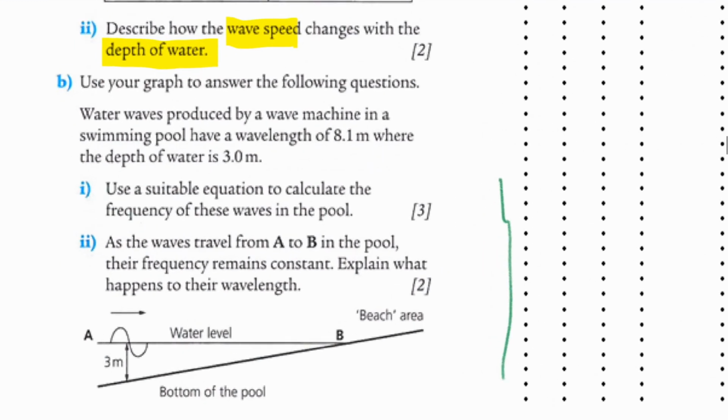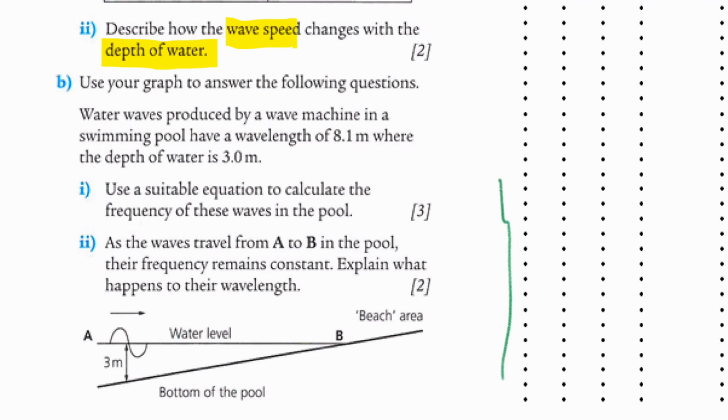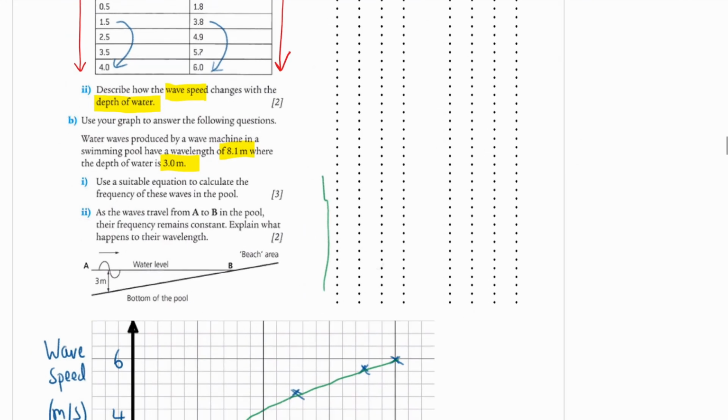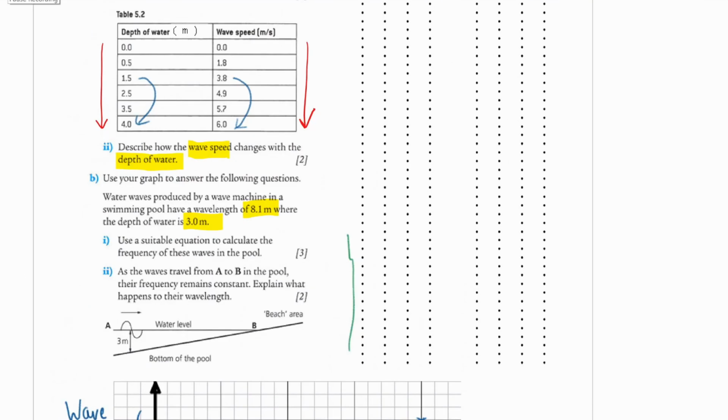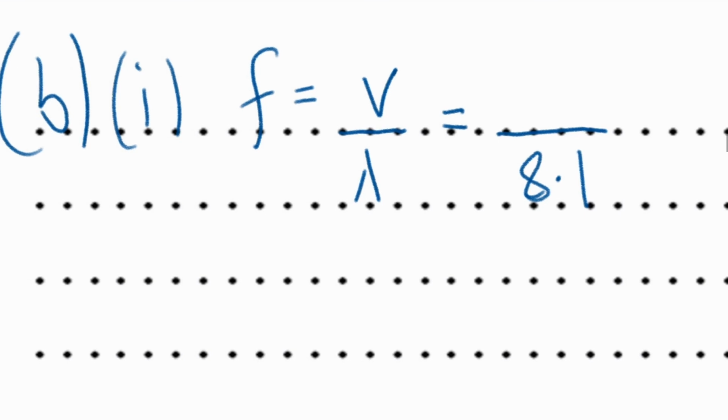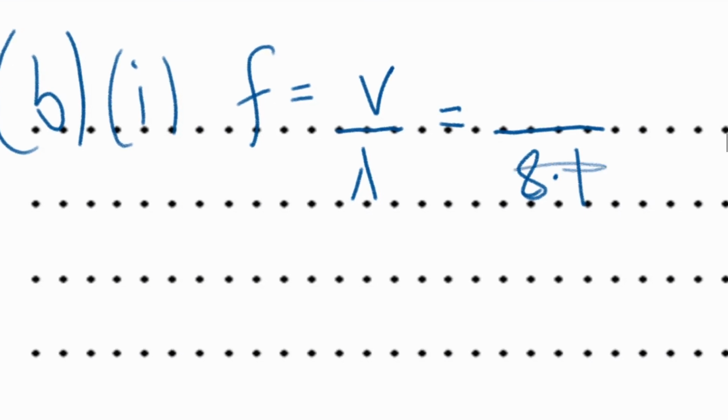B, use your graph to answer the following questions. Water waves produced by a wave machine in a swimming pool has a wavelength of 8.1 meters, where the depth of water is 3. So it's given us that. Use a suitable equation and calculate the frequency of these waves in the pool. Now, to work out the frequency, we use the equation V over lambda, speed over wavelength. We've been given a wavelength of 8.1, so we can write that in, but we don't know the speed yet.